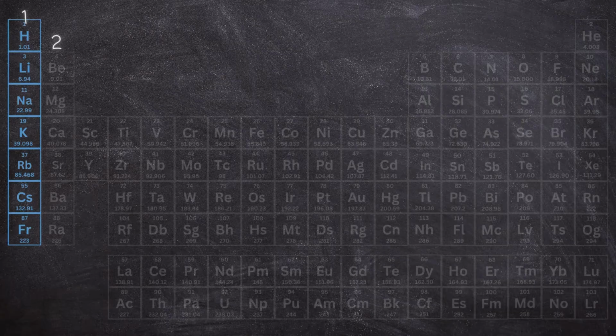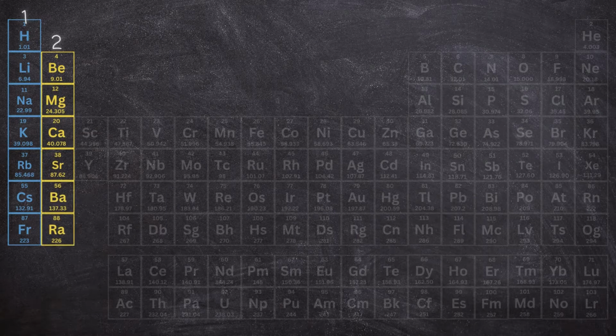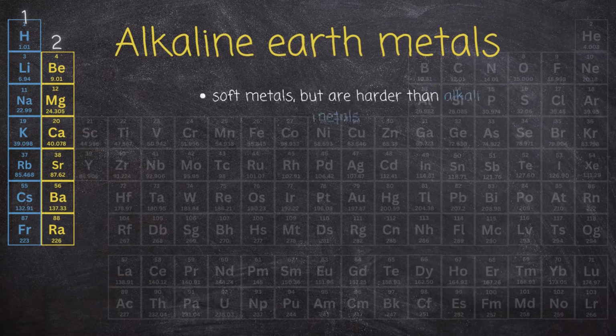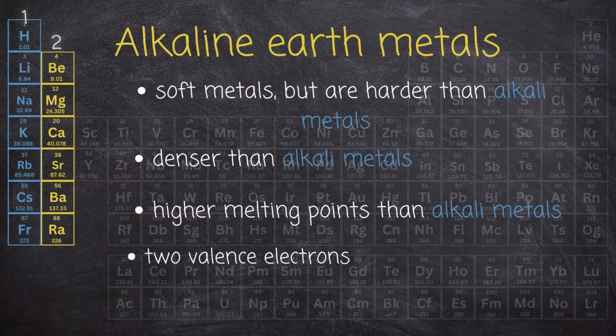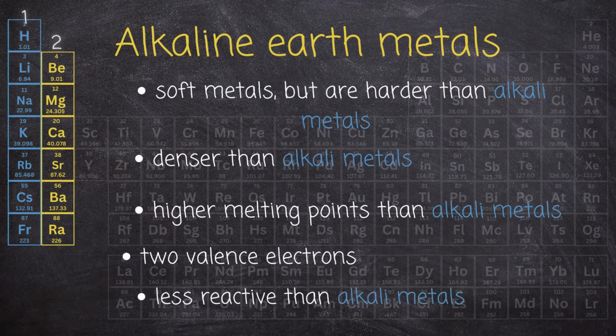Group 2 elements include beryllium, magnesium, calcium, strontium, barium, and radium. They are known as the alkaline earth metals and are harder and denser than alkali metals and have higher melting points. They have 2 valence electrons and are less reactive than alkali metals, but still form positive ions by losing their valence electrons.